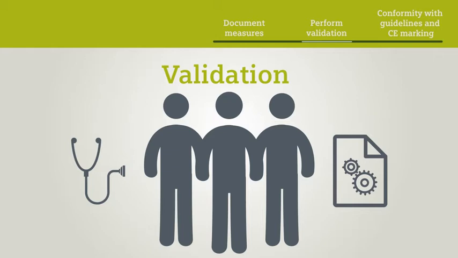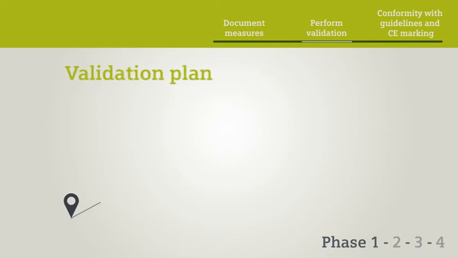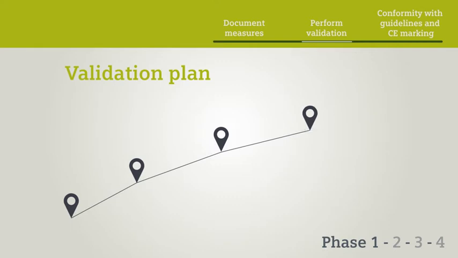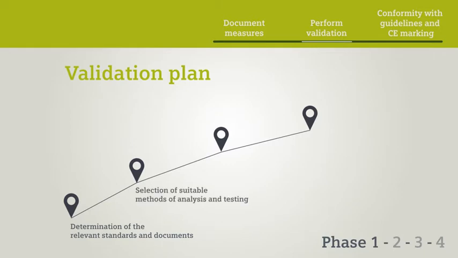The validation process can be divided into 4 phases. First, the preparation of the validation plan. To do this, it is best to discuss the practical implementation within the team. This includes specification of the relevant standards and documents, selection of suitable methods of analysis and testing, definition of the responsibilities, as well as the operating and ambient conditions.